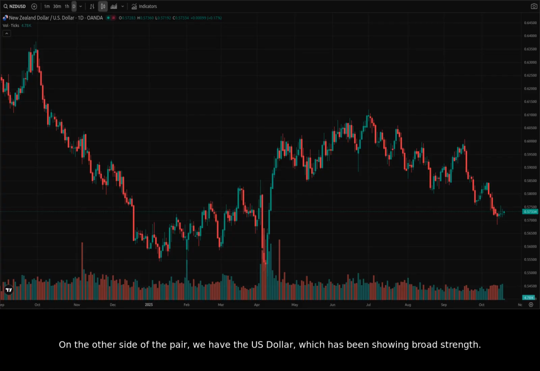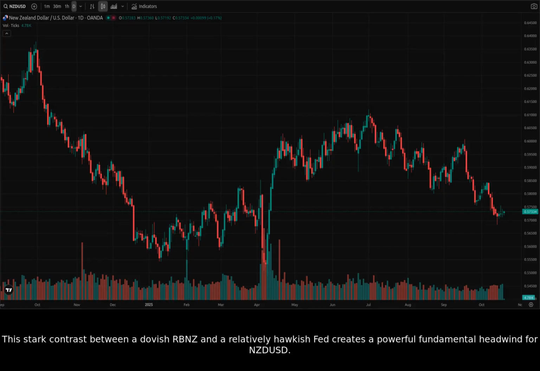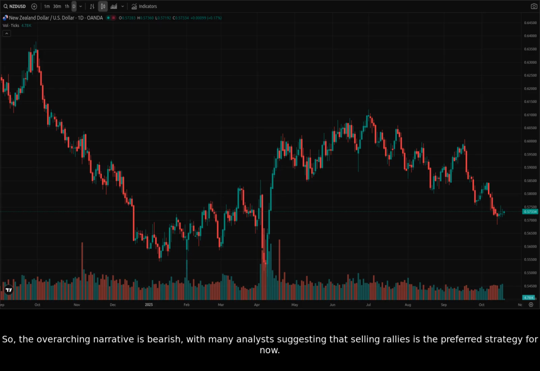economy. On the other side of the pair, we have the US dollar, which has been showing broad strength. This is fueled by diminishing expectations for Federal Reserve rate cuts in 2026 and hawkish commentary from officials like Kansas City Fed President Jeffrey Schmidt, who recently stated that US inflation remains too high. This stark contrast between a dovish RBNZ and a relatively hawkish Fed creates a powerful fundamental headwind for NZDUSD. Adding to the pressure are ongoing US-China trade tensions, which tend to weigh on commodity-linked currencies like the Kiwi dollar. So, the overarching narrative is bearish, with many analysts suggesting that selling rallies is the preferred strategy for now.